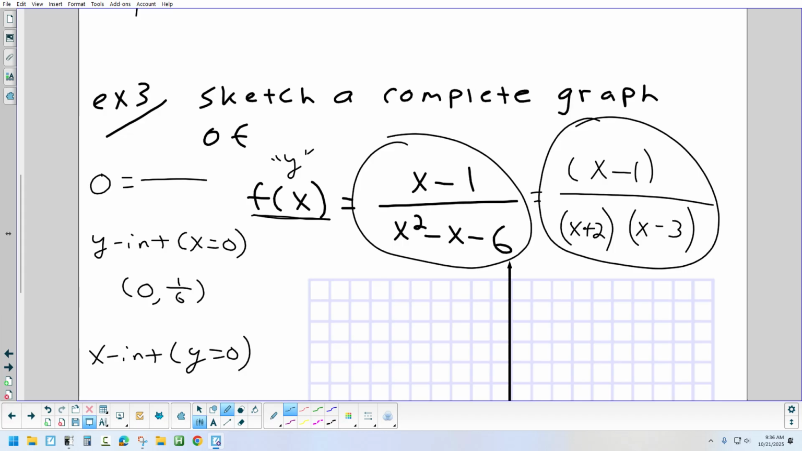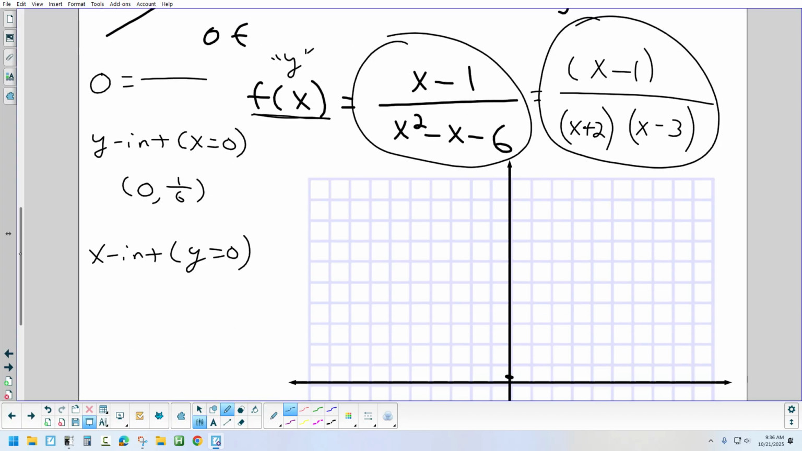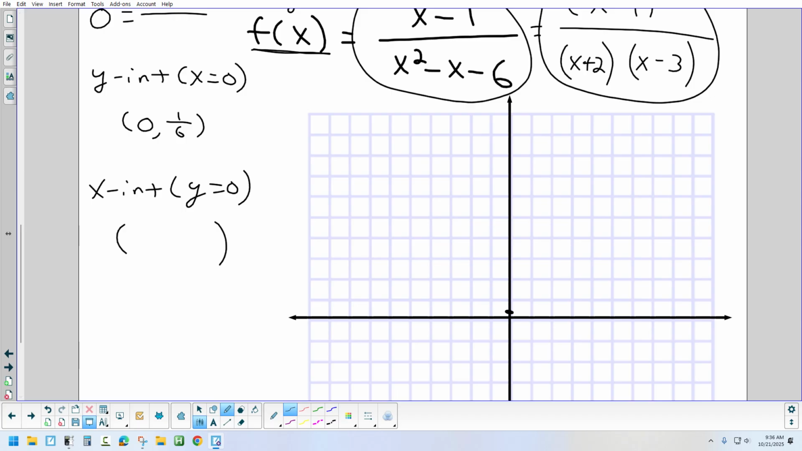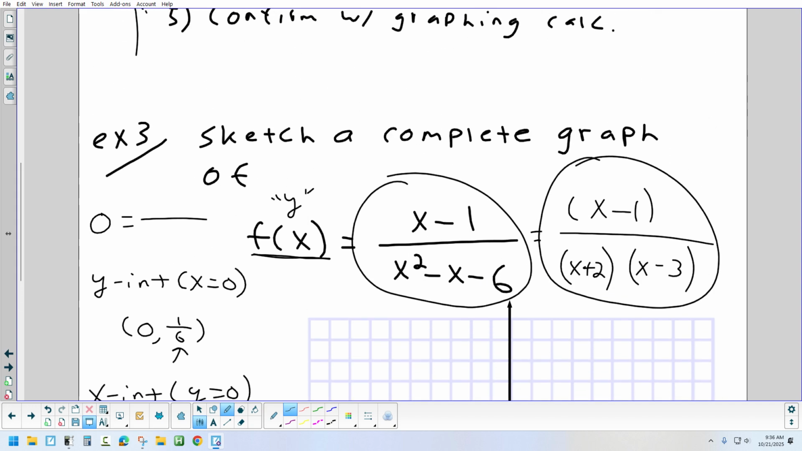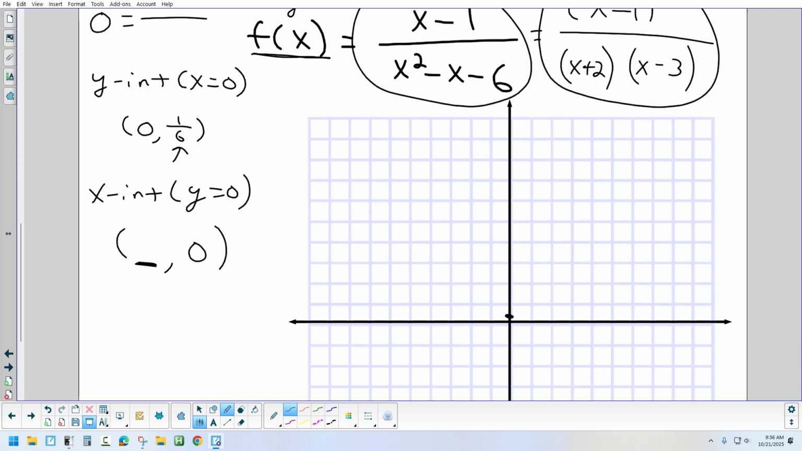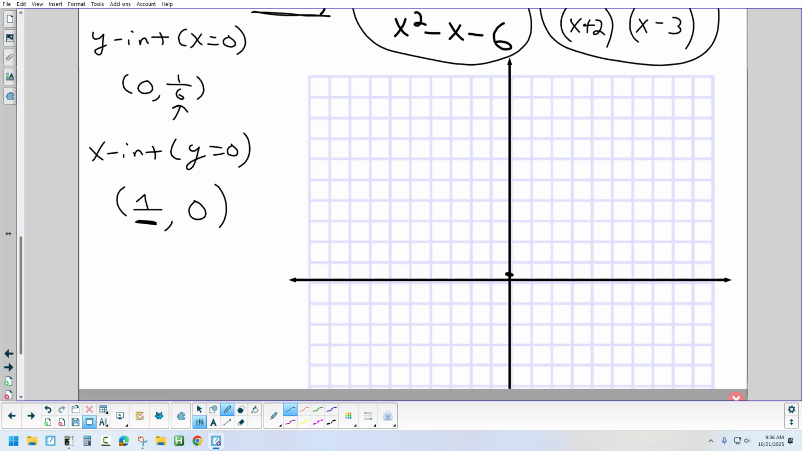What's the only way that a fraction can ever equal 0? If you get 0 in the top. Yep. So what we're doing now is we're trying to figure out this number. Before we were doing that number. If you set this equal to 0, what's the only way you could get 0 in the top here? If x is 1. Yep. So 1, 0 is your x-intercept. Okay, so we got 2 points.